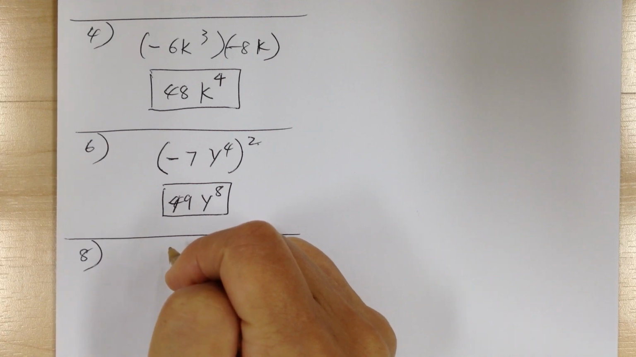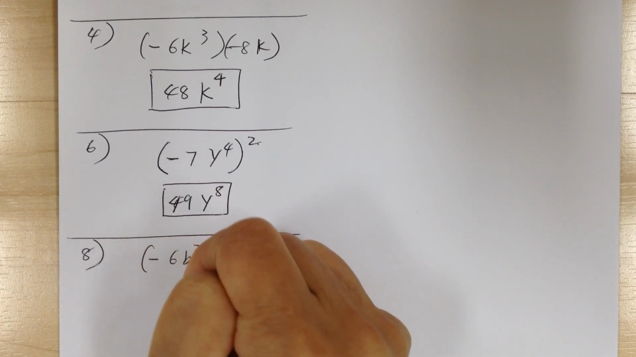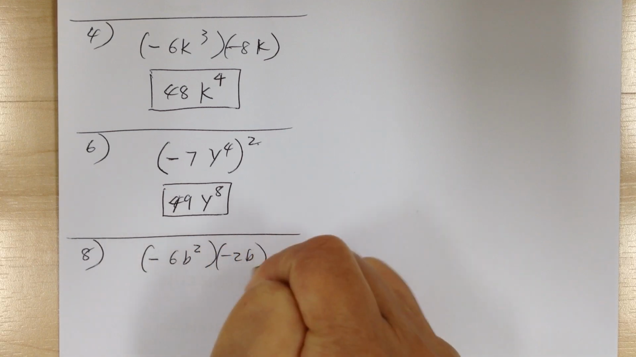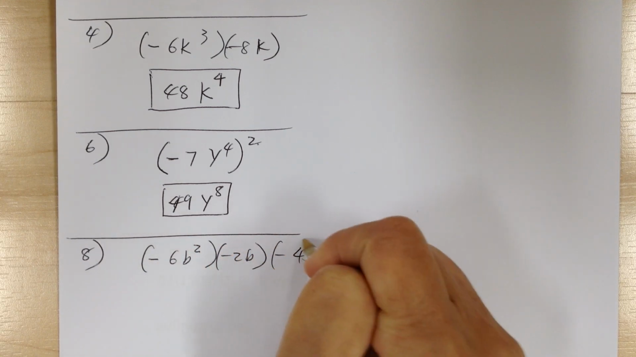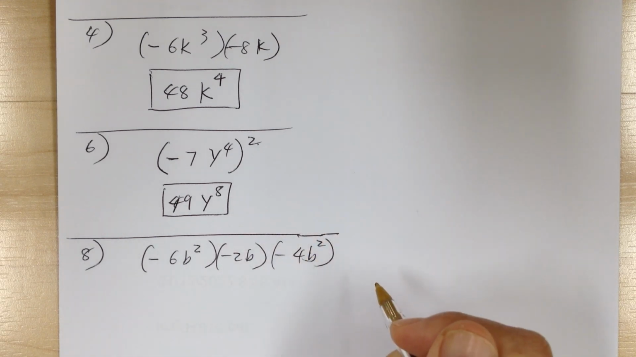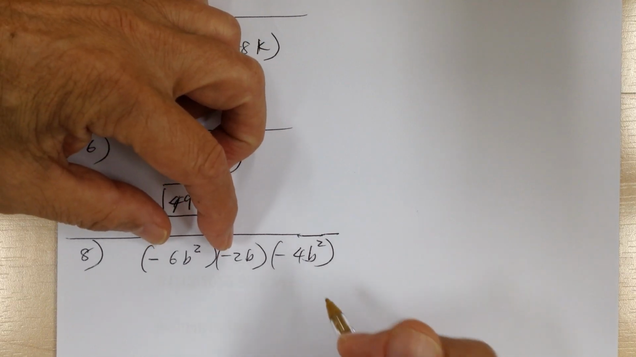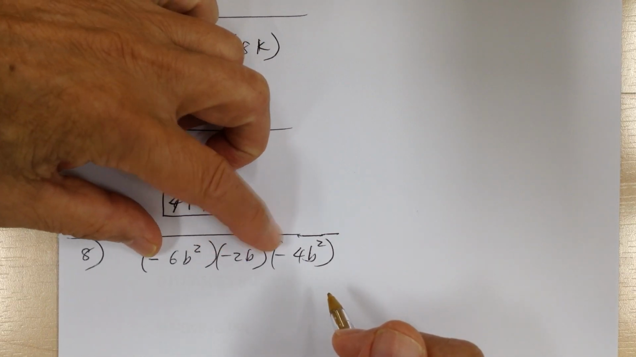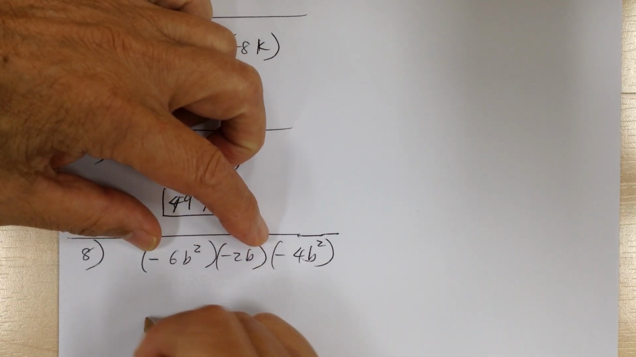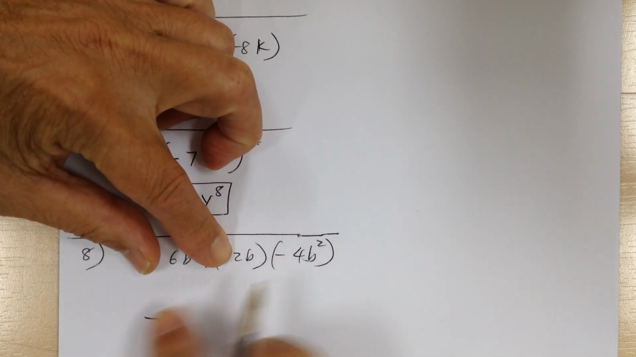Okay, number 8. You have negative 6b squared times negative 2b times negative 4b squared. Okay, so again, when you have a lot of stuff, just do one thing at a time. So first you take care of the sign. So negative, negative, negative. When you have an odd number of negatives, we give you negative. Because these two negatives would become positive, and you've got one negative over here.